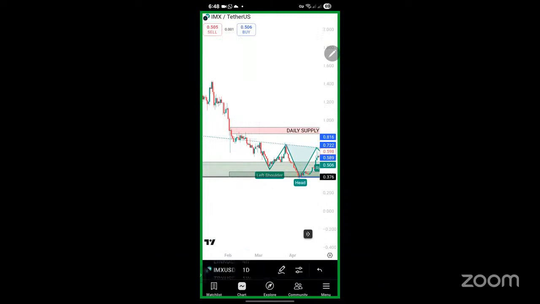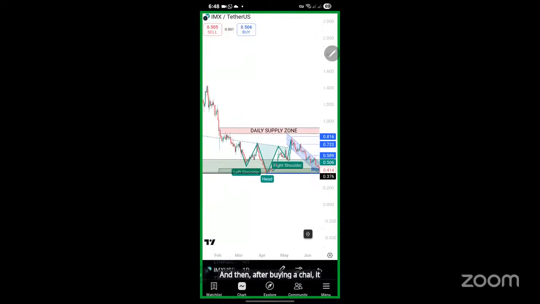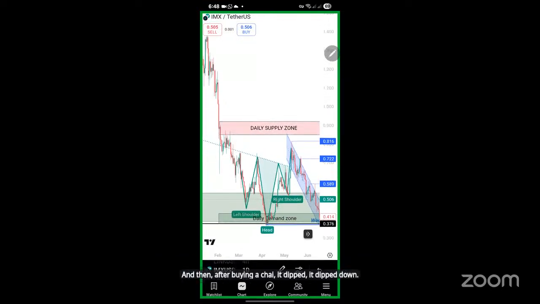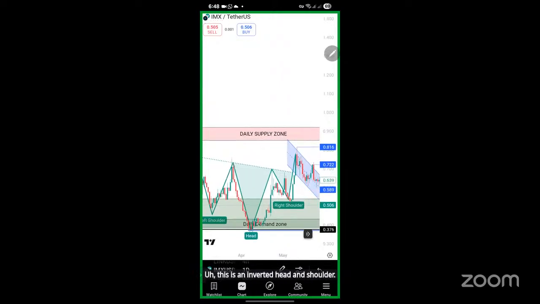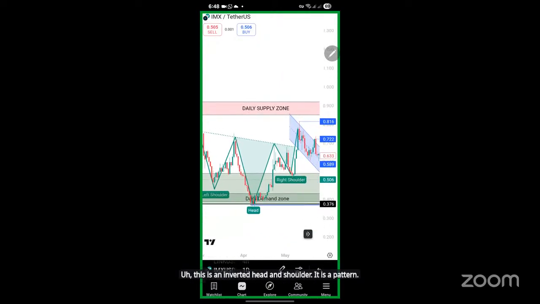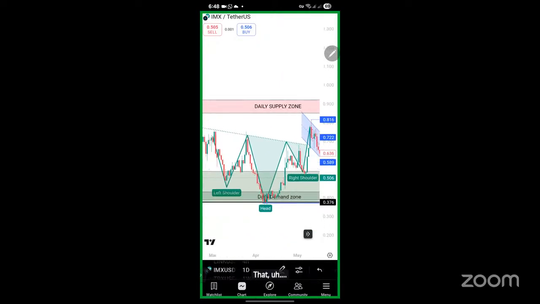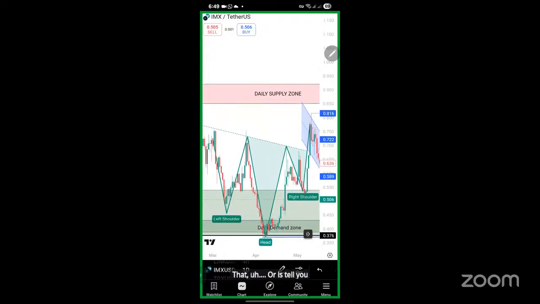And then after buying it high, it dipped down. You're going to see all these market structures. So this is an inverted head and shoulder. It is a pattern that always tells you that the market will go up.